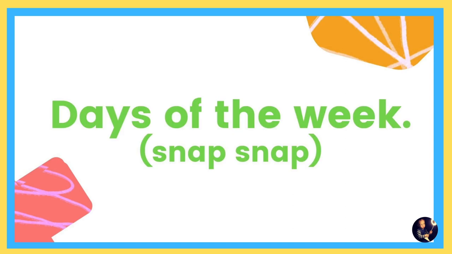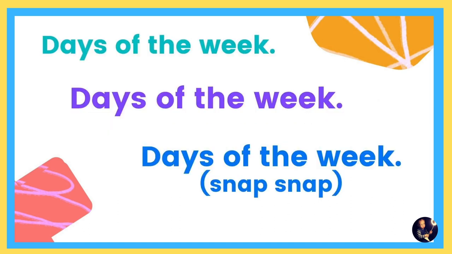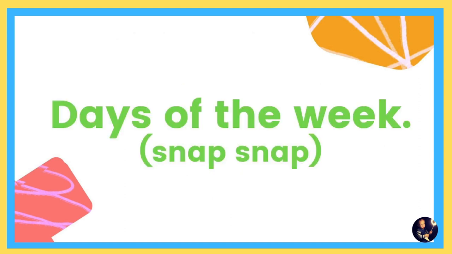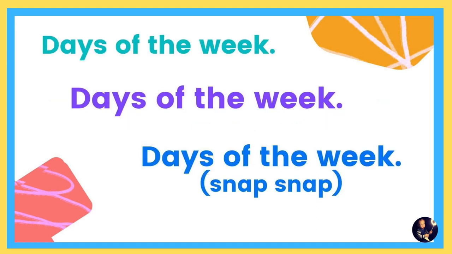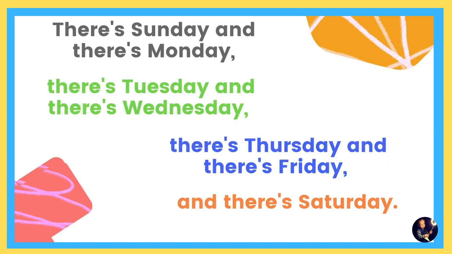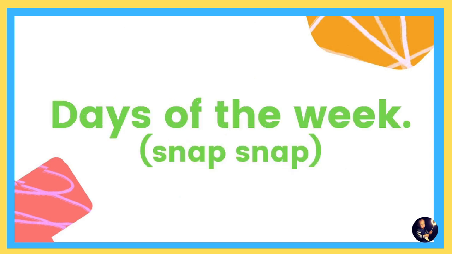Days of the week. There's Sunday and there's Monday, there's Tuesday and there's Wednesday, there's Thursday and there's Friday, and then there's Saturday. There's Sunday and there's Monday, there's Tuesday and there's Wednesday, there's Thursday and there's Friday, and then there's Saturday. Days of the week.